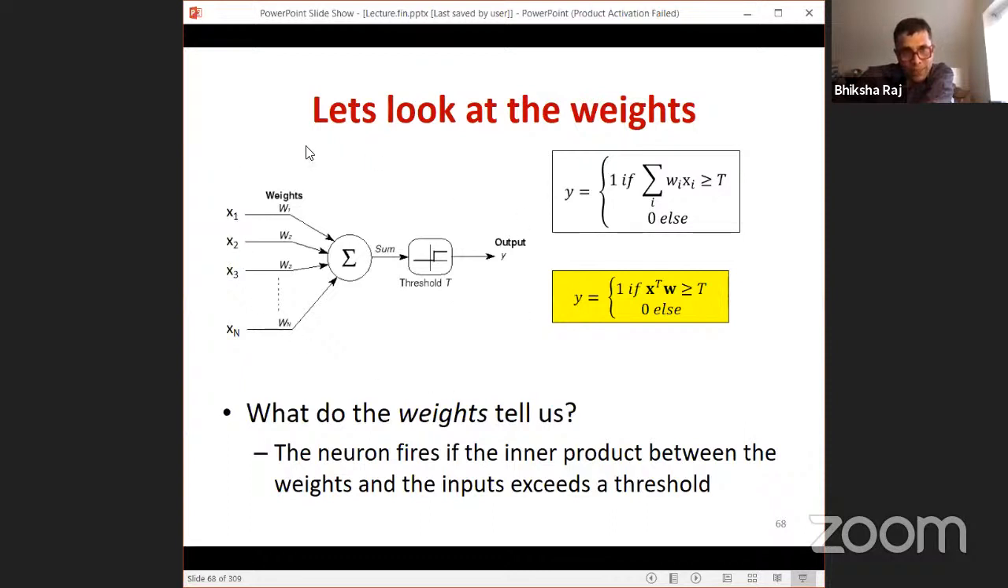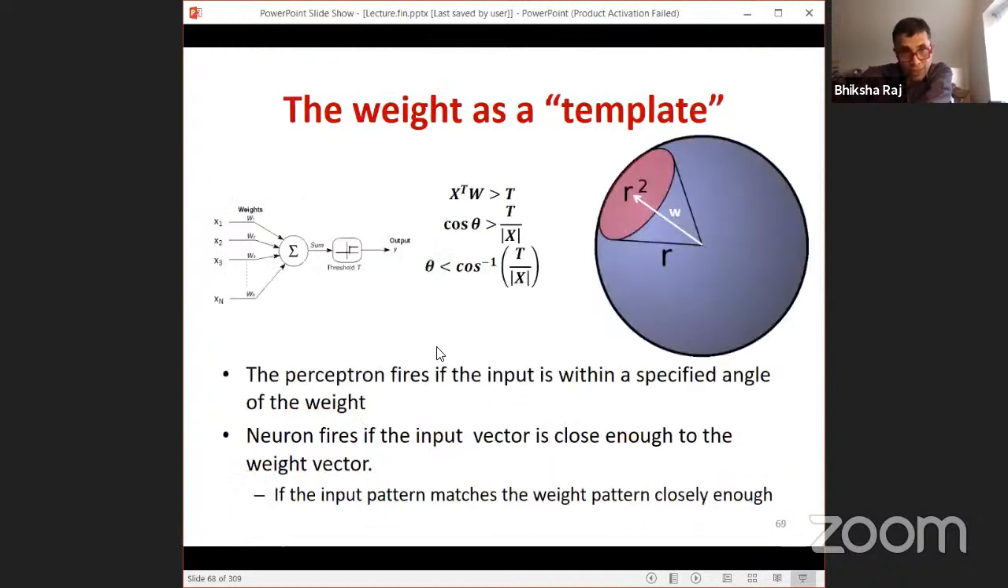Again, this unit fires if the weighted sum of inputs is greater than a threshold. So if I were to set all of these inputs as a vector, all of these weights also as a vector, the weighted sum is just an inner product between these two vectors, and the neuron fires if the inner product exceeds a threshold. Now, what can we say about inner products?